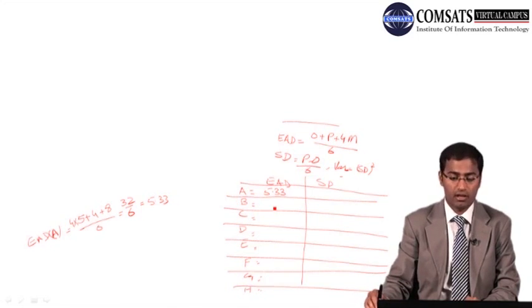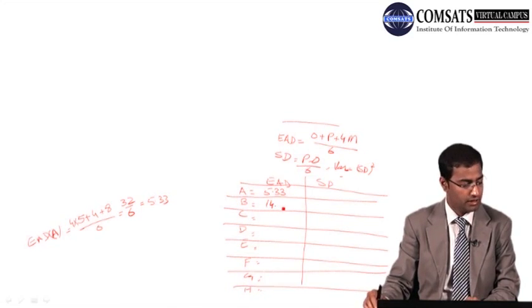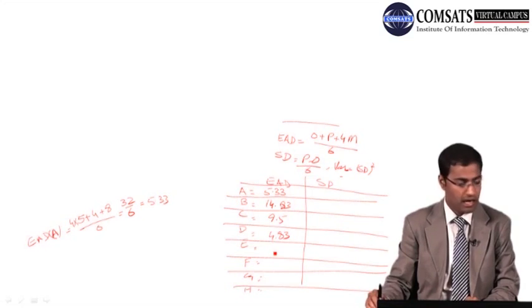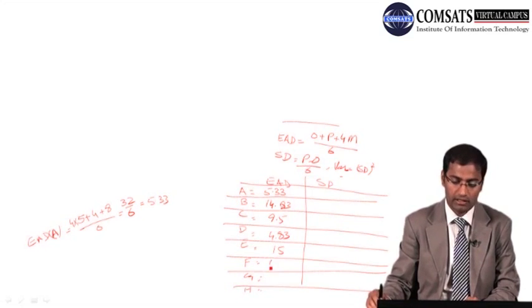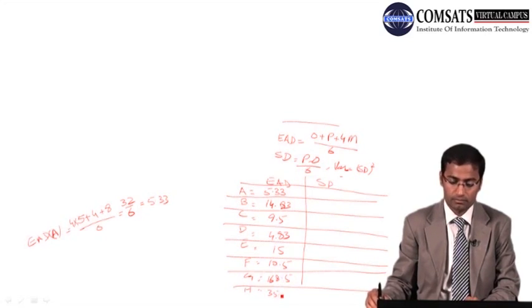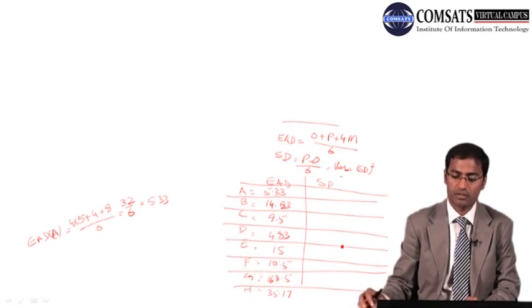So B duration will be 14.83, duration of C is 9.5, duration of D is 4.83, duration of E is 15, then 10.5, then 168.5, and then 35.17 is the duration of H.